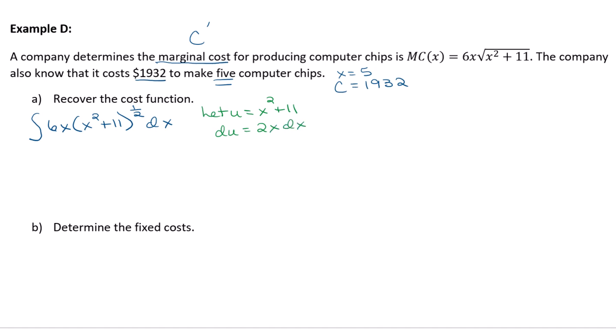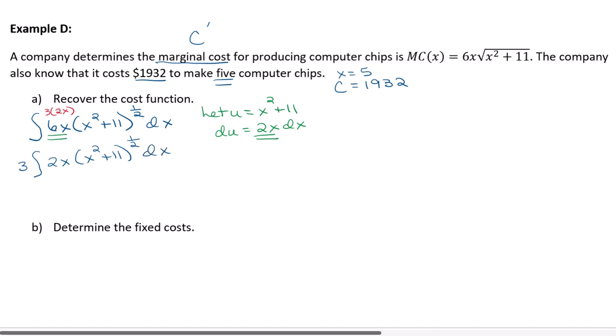Now, notice we don't have a 2x, but we do have a 6x. Well, remember, 6x is the same thing as 3 times 2x. So we can rewrite this integral as 3 times the integral of 2x times (x squared plus 11) to the 1/2, dx. The only pieces past that integral should be your u and your du.